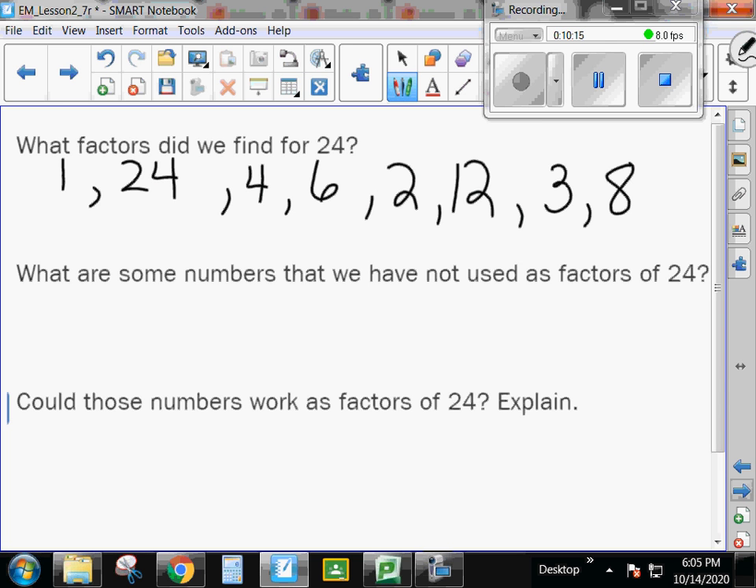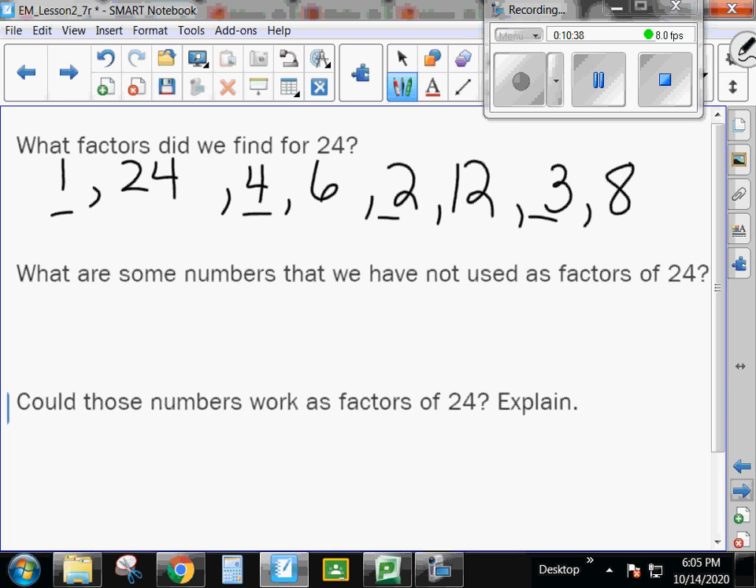When I look at these numbers, I have 1, 2, 3, 4. I don't have the number 5 up here. Could I use 5 as a factor to arrange my 24 trombone players? Pause the video and see if you can work that out.